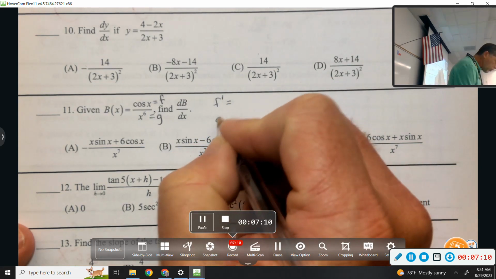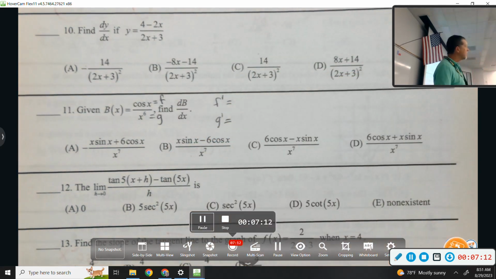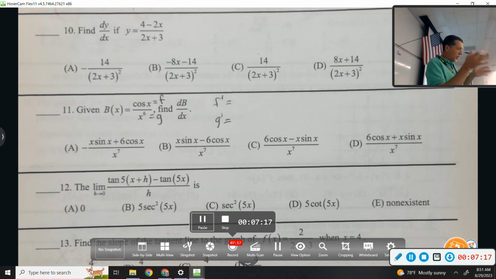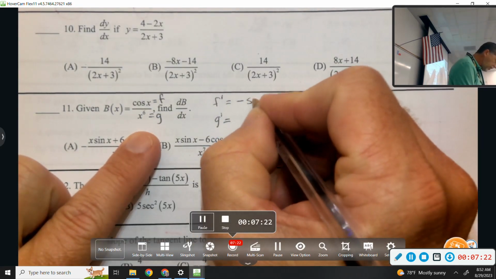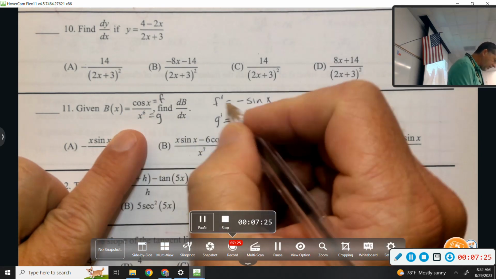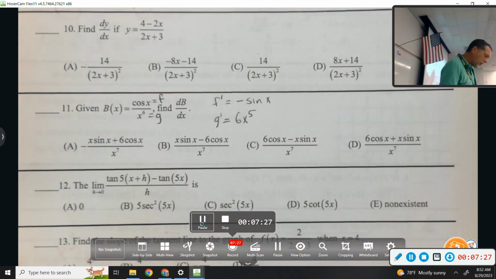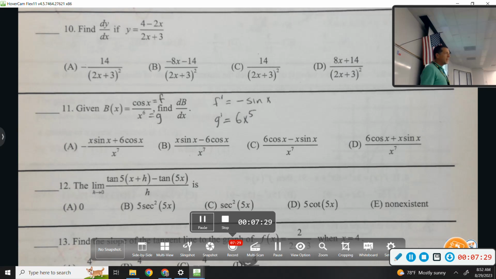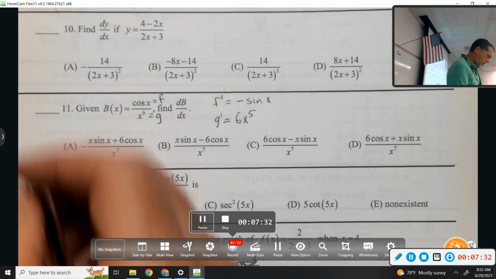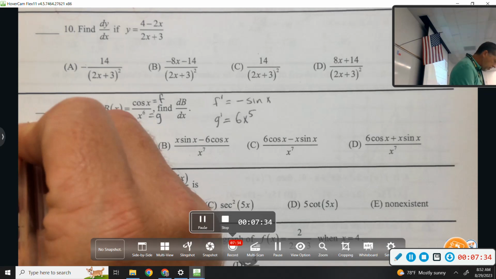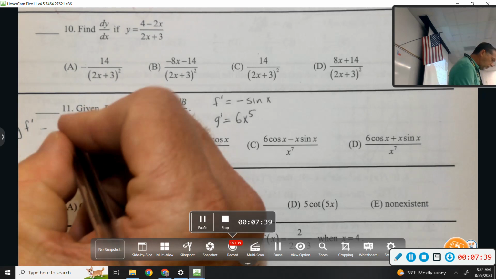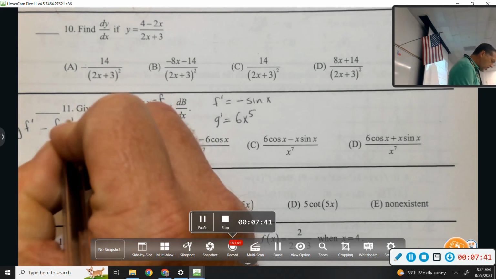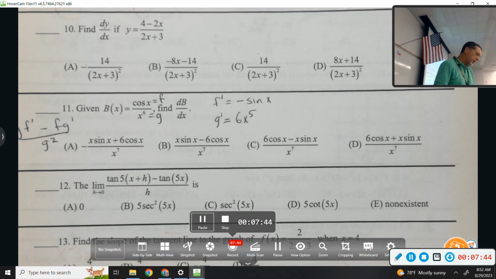Again, for quotient rule, I like to write out the pieces. I think there's too much going on to try to do it all in your head, but if you want to try it, knock yourself out. Derivative of cosine is negative sine. Derivative of x to the 6th, 6x to the 5th. Now I've got all the pieces. I remember that I want my relationships as well as my quotient rule to work. So g f prime comes first, minus f g prime over g squared.